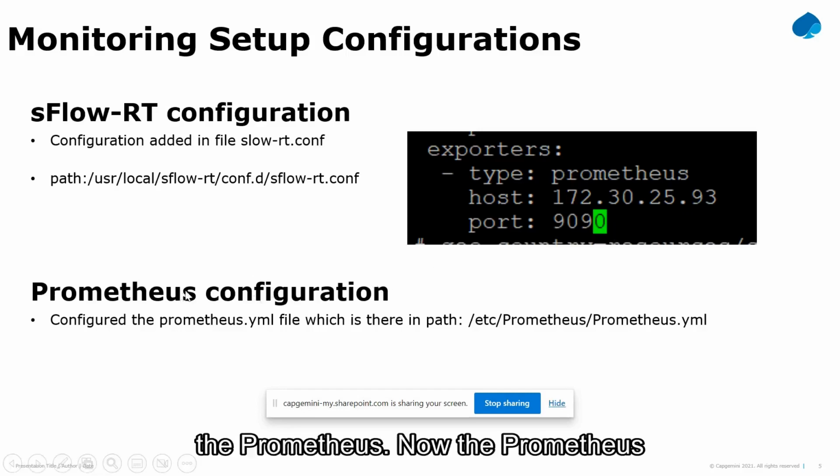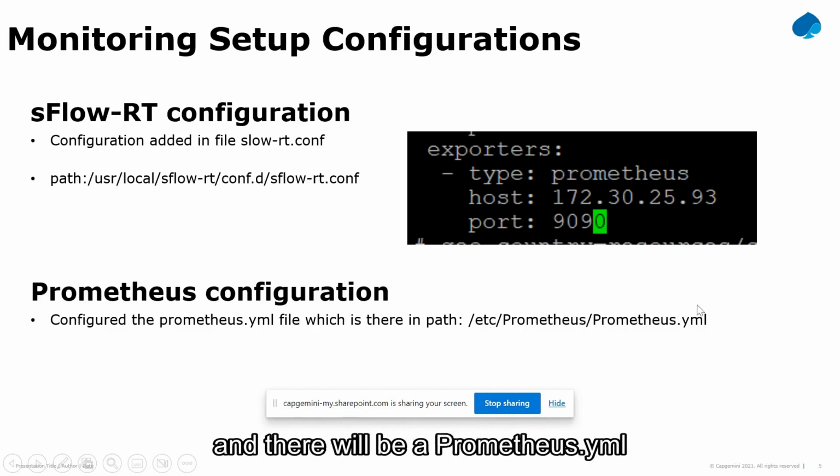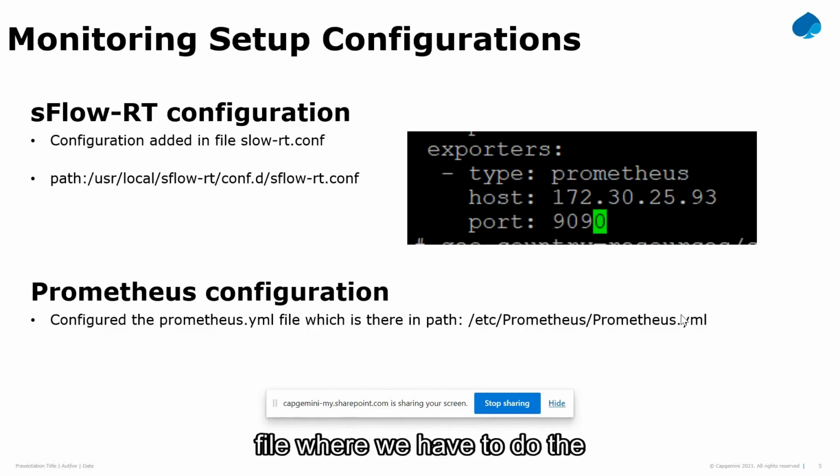Now, the Prometheus configurations that need to be done: once we install it, we can locate it at /etc/prometheus, and there will be a prometheus.yaml file where we have to do the configurations.